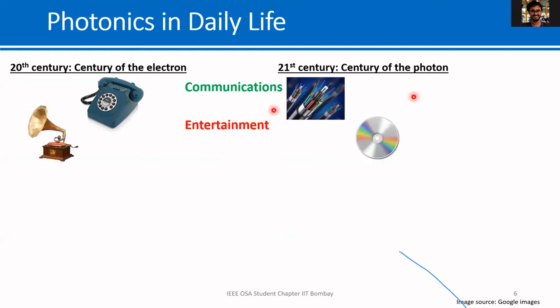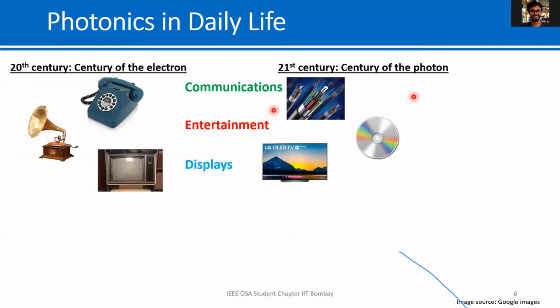The second is in the field of entertainment, where we moved on from the diaphragm-based gramophone systems to something like the compact discs, the DVDs, and the Blu-ray discs, which are very common nowadays. In case of displays, we moved from the CRT displays to the OLEDs, which are organic light-emitting diodes, and the TFT displays. The incandescent lights, which used a filament, have been replaced by LED-based light bulbs, which are far more energy efficient.